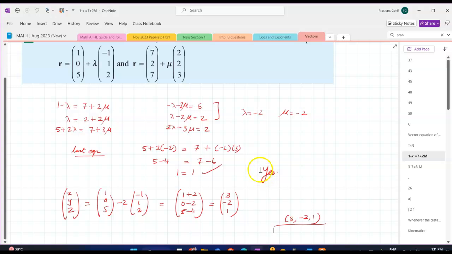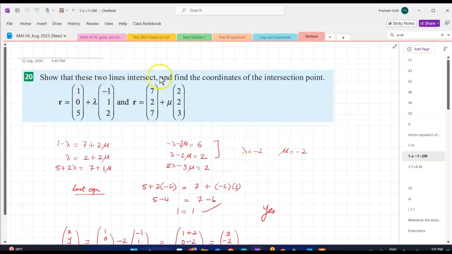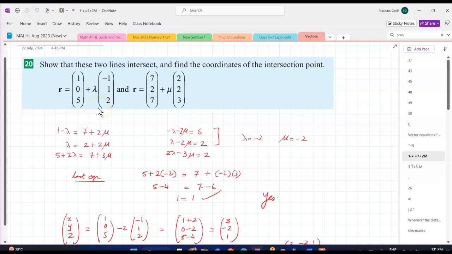Show that these two lines intersect and find the coordinates of the intersection. So you've been given two equations. They might give you two positions, and if kinematics is there, do the paths cross? So you equate them. You write this in parametric form. Equate the x's, equate the y's, equate the z's. Then take any two equations and solve them simultaneously. You'll get your lambda and mu. This should satisfy the third equation. Only if this happens are the lines intersecting. Otherwise, the lines are skew lines. They are not intersecting.